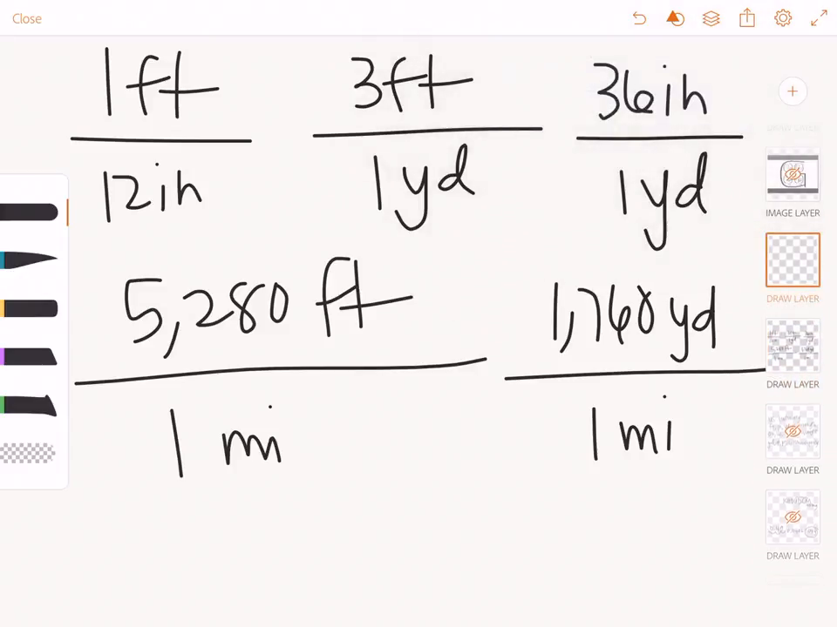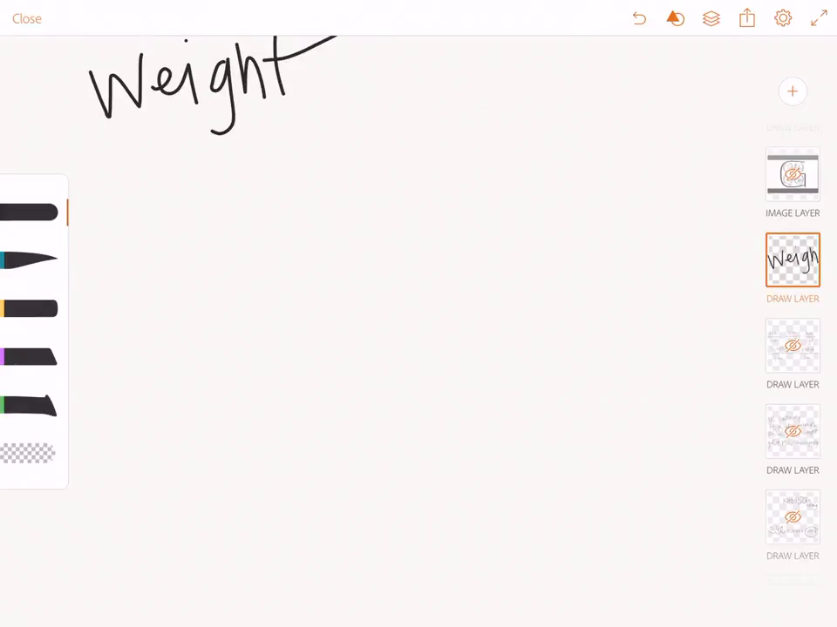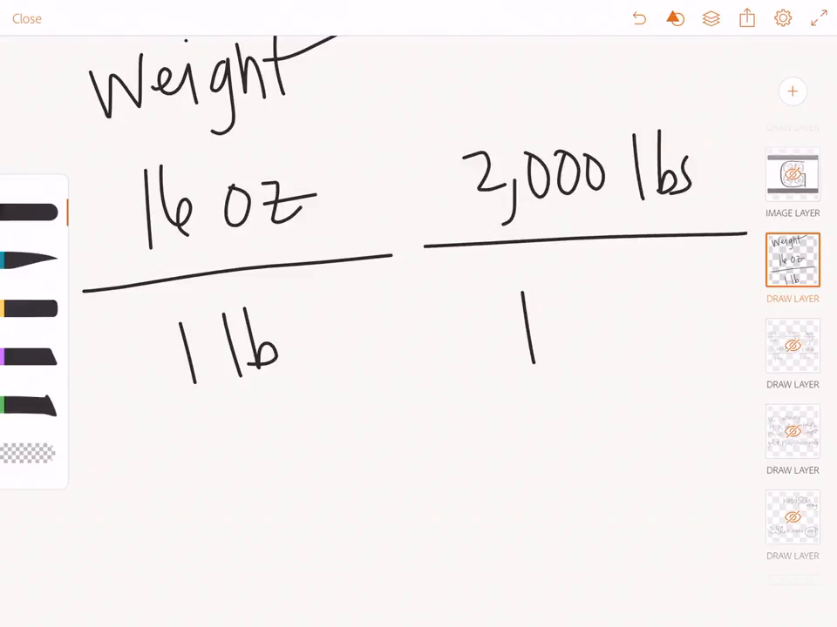Then we also need to do the same thing for our weight. Okay, we have ounces, pounds, and tons. So we can say that 16 ounces are in 1 pound. And we can say that there's 2,000 pounds in 1 ton. And those are the ones that we also need to have memorized here. Luckily, only 2 of them.